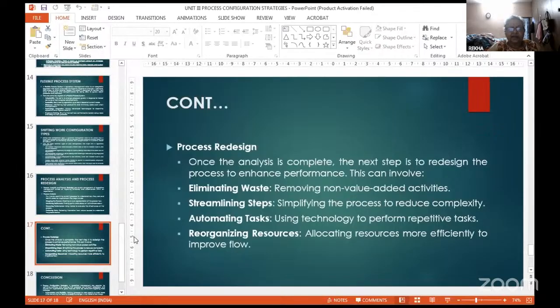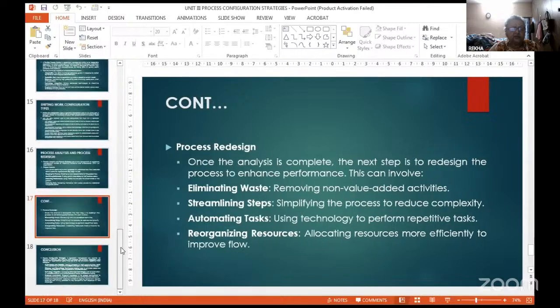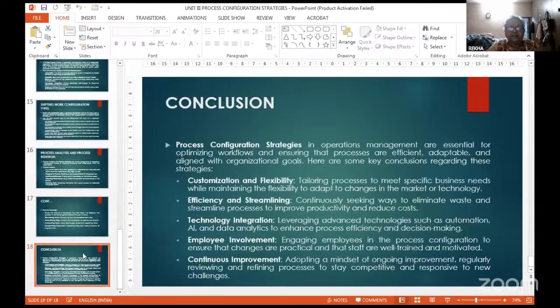Then process redesign. Once the analysis is complete, the next step is to redesign the process to enhance performance. This can involve eliminating waste, streamlining steps, automating tasks, reorganizing resources. So in conclusion, we can say process configuration strategies in operations management are essential for optimizing workflows and ensuring that processes are efficient, adaptable, and aligned with organizational goals. Here are some key conclusions regarding these strategies.